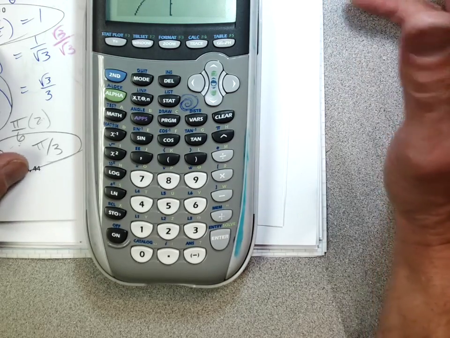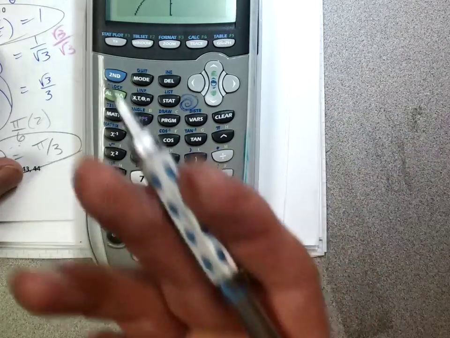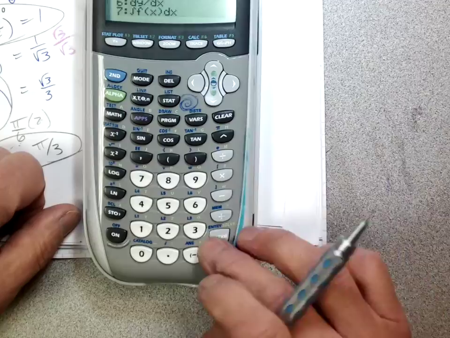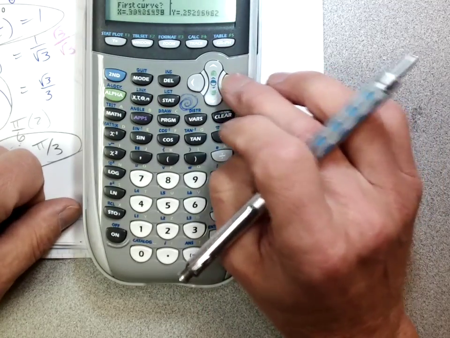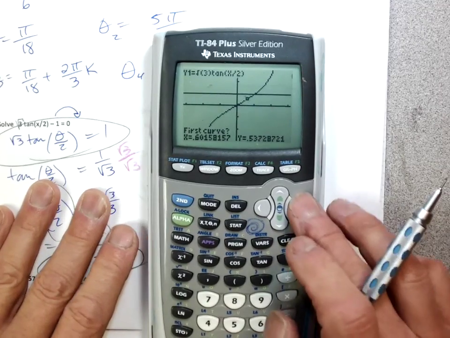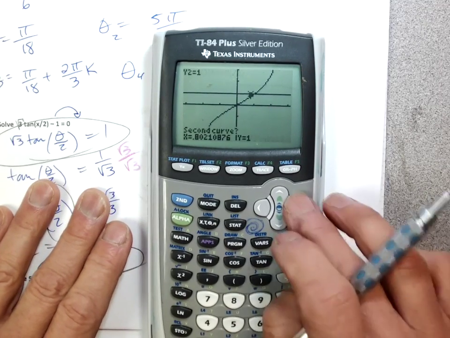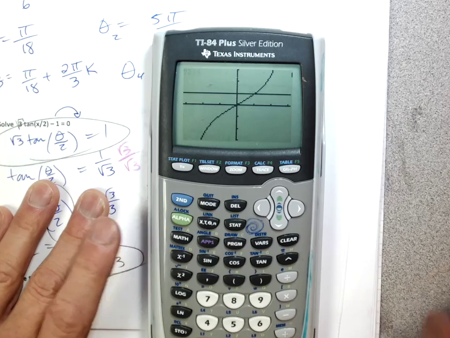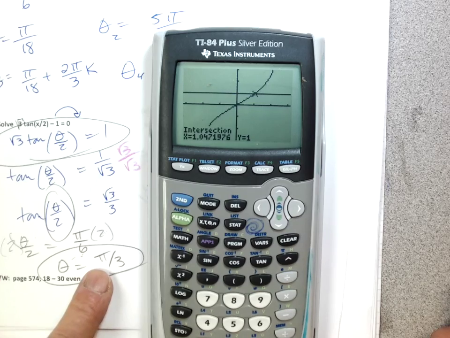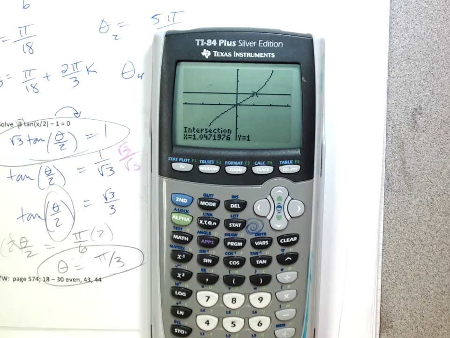So I kind of knew one point. Okay, and if I want to use a calculator, I can go to calculate, intersect, right? Intersect, enter, guess, there it is. So I got about a 1.047 blah, blah, blah, which is pi thirds. Yeah, which is pi thirds, right? Okay, there you go.